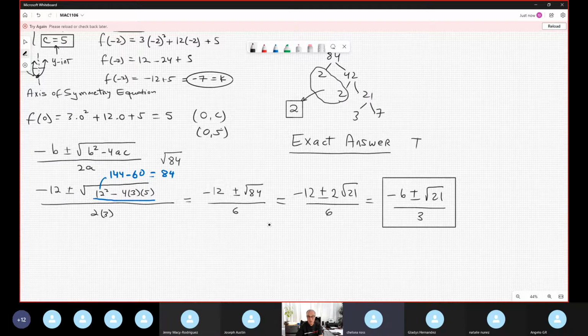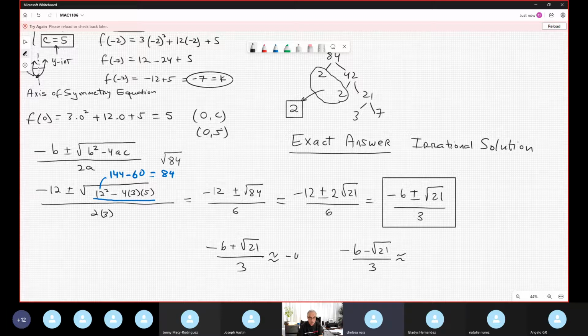Of course, it is an irrational solution, and an irrational solution is elegant. However, I can't see it graphically because I need to express it as a decimal approximation. You take minus 6 plus radical 21 divided by 3 and minus 6 minus radical 21 divided by 3. I put it in my calculator and compute the decimal approximation. The positive one is minus 0.47 and the negative one is minus 3.53.